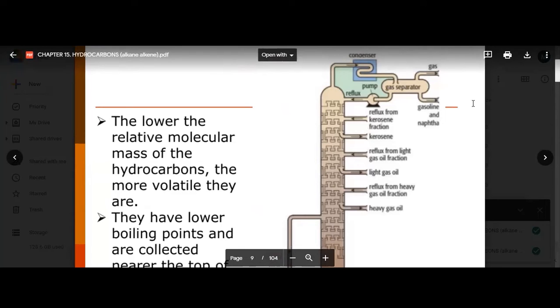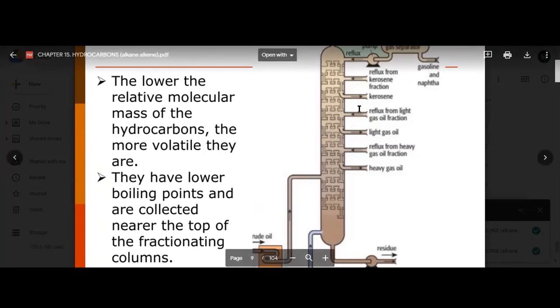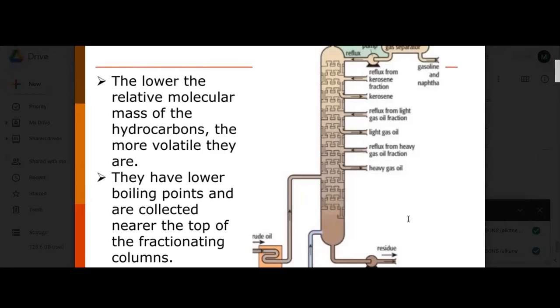As you know, the lower the relative Mr, the more volatile, so it will come first. So these will be obtained at the lower temperature. They have an increase of the boiling point as the number of carbons increases. So you can see here that this process is called fractional distillation due to the different boiling points.